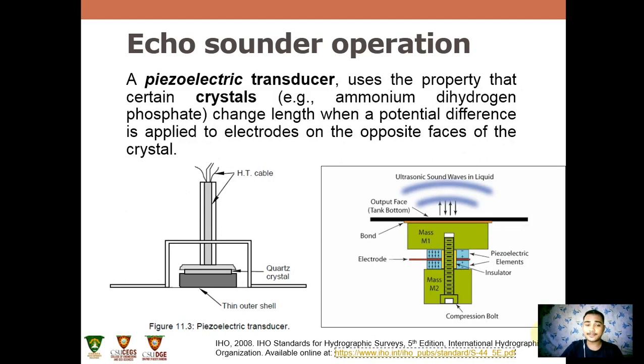So next is the piezoelectric transducer. It uses the property of certain crystals, called ammonium dihydrogen phosphate, that change length when a potential difference is applied to electrodes on the opposite faces of the crystals. So that is an example. It's a piezoelectric transducer, a quartz crystal made up of ammonium dihydrogen phosphate. So this one is submerged in water.